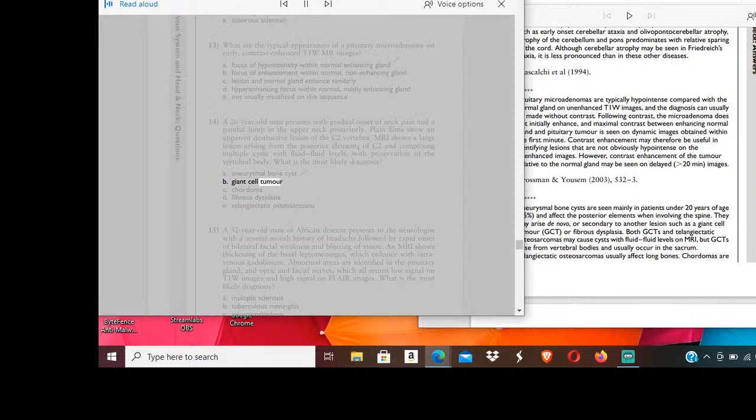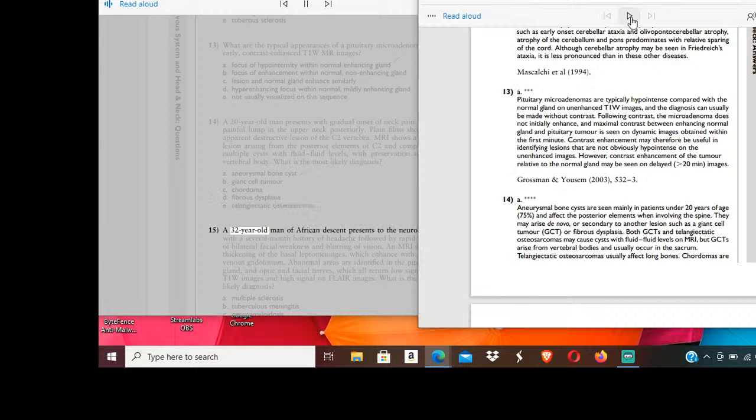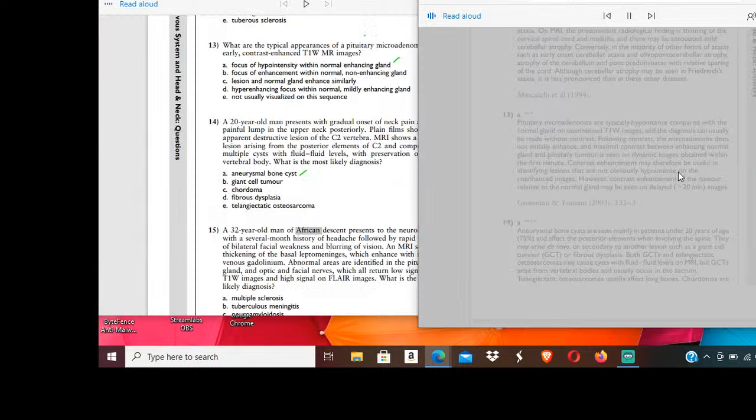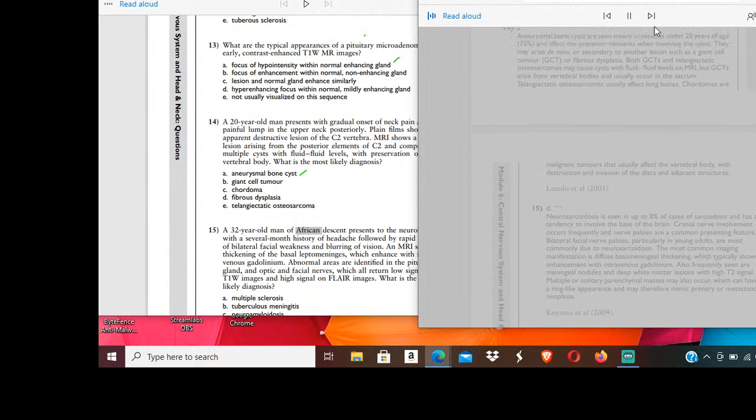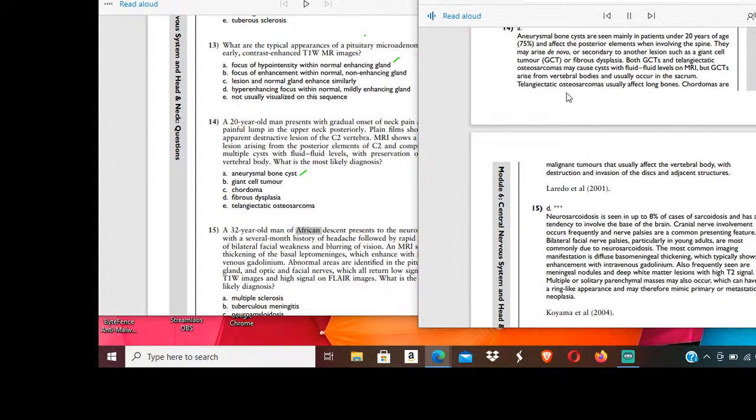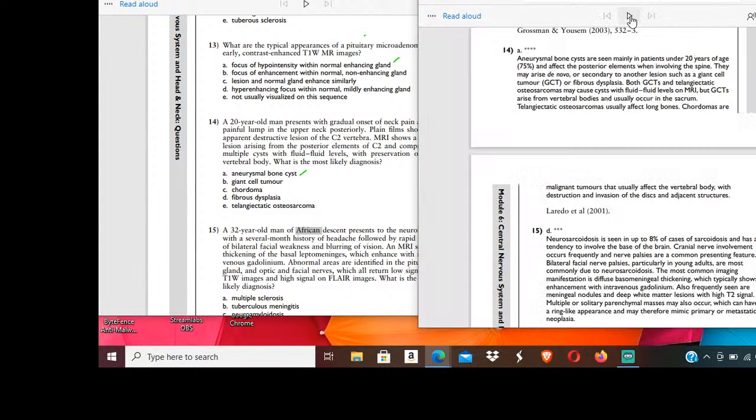C. Chordoma. D. Fibrous dysplasia. E. Telangiectatic osteosarcoma. 15. A 32-year-old man of African ataxia. On MRI, the predominant radiological finding is thin. Grossman and Yousem, 2003.